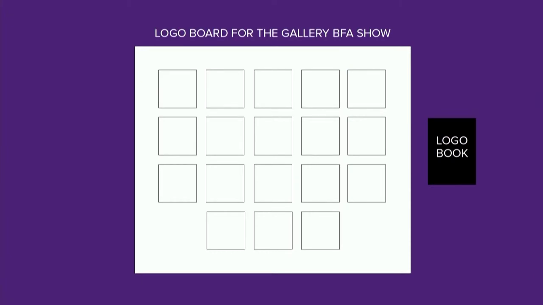This is about a 40-inch by 30-inch board. And then we also produce a logo book, and I model it after the Pentagram little small books that have an application of the logo with the logo itself.